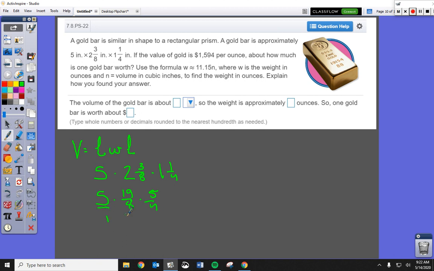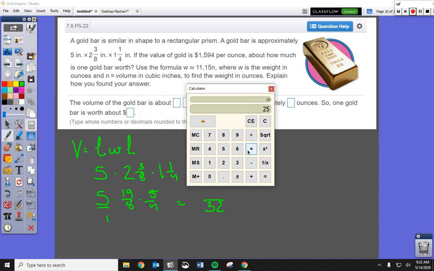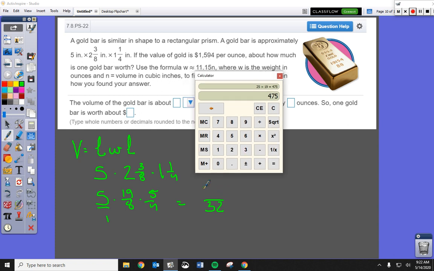We'll put the 5 over 1. 8 times 4 is 32, and 1 times 1 is 1. We have 5 times 5 is 25. 25 times 19 is about 500, actually 475. Okay, we're going to take 475 divided by 32. So I'm going to take 32 times 14. 32 times 14 equals 448.